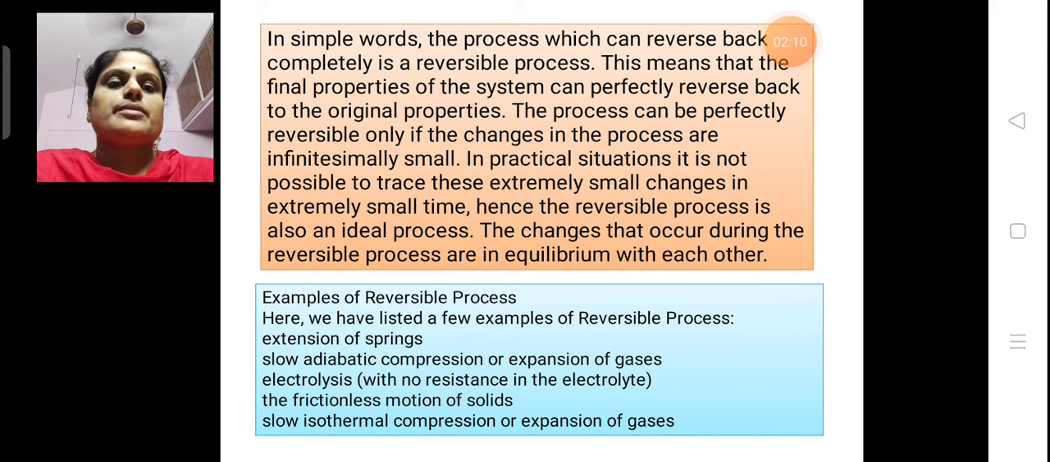Examples of reversible processes are extension of springs, slow adiabatic compression or expansion of gases, electrolysis with no resistance in the electrolyte, frictionless motion of solids, and slow isothermal compression or expansion of gases.